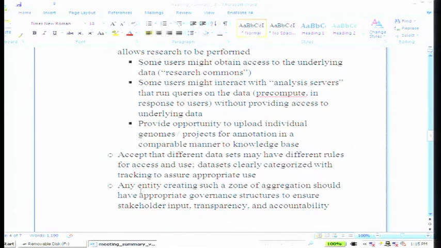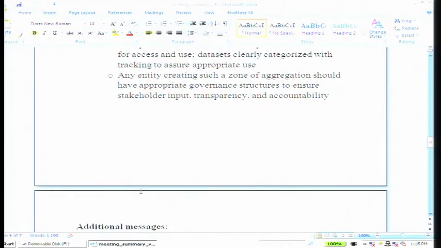We've already said that. Again, this is editing quickly on the fly, so apologies for that. The different rules for data access was already there. And then the one additional point: any entity creating such a zone of aggregation would be responsible to have appropriate governance structures to ensure stakeholder input, transparency, and accountability.